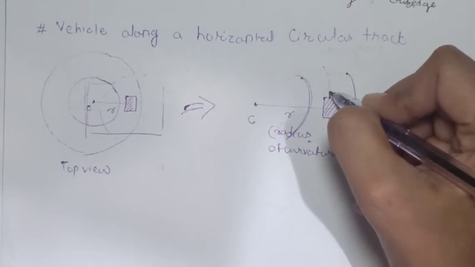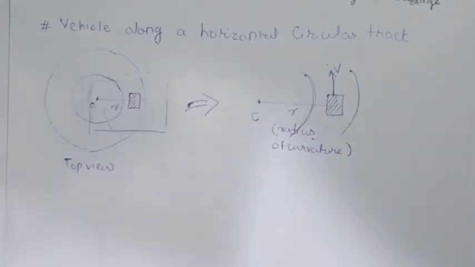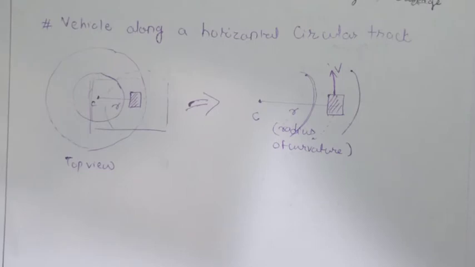Let v be the speed of the vehicle on the curved road. So that speed can be shown like this. So v will be the speed of the vehicle. For circular motion, we need centripetal force. The necessary centripetal force is provided by the force of friction between the tires of the car and the road surface.